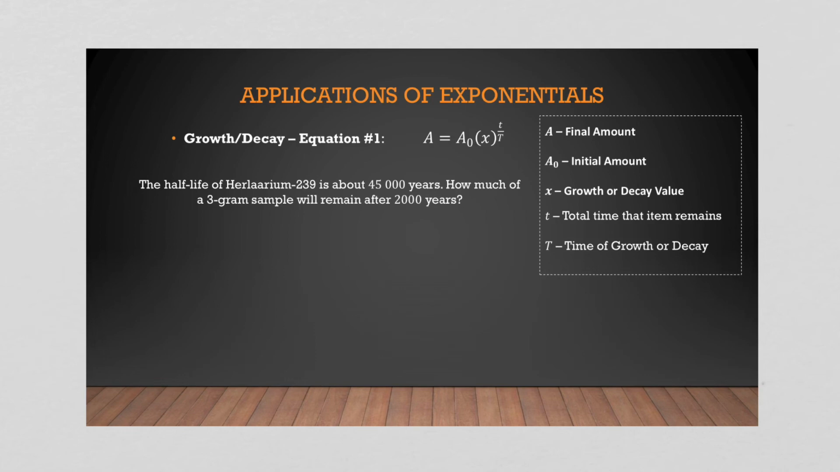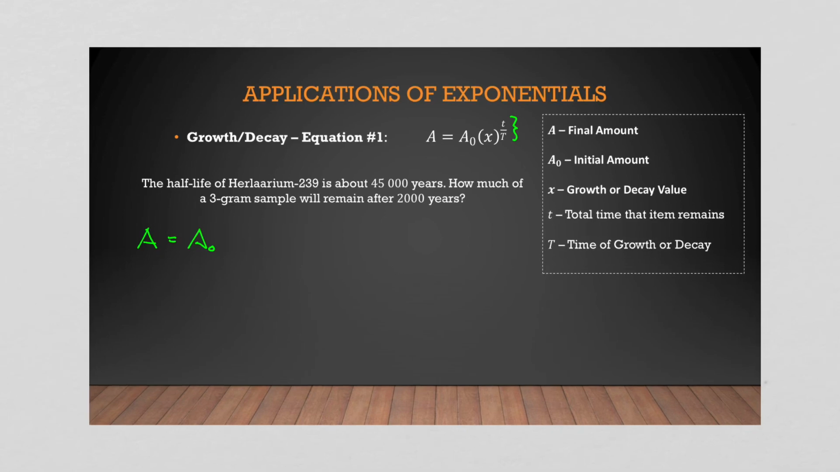This can be a little tricky because you've got two exponents for time, so bear with me here. A is your final amount, so the amount you have left of a substance. A with a little zero, we call that A naught. It's your original amount. X is your growth decay value. The little t is the total time that remains, and it'll make sense when we're done here. And then big T is the time of growth or decay.